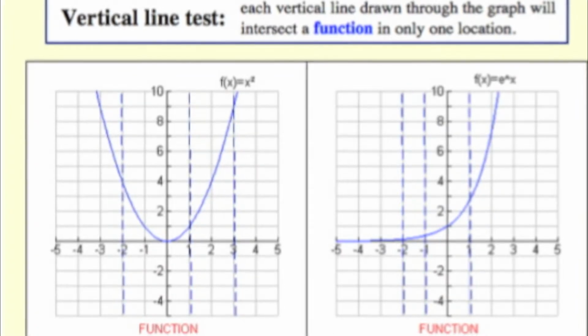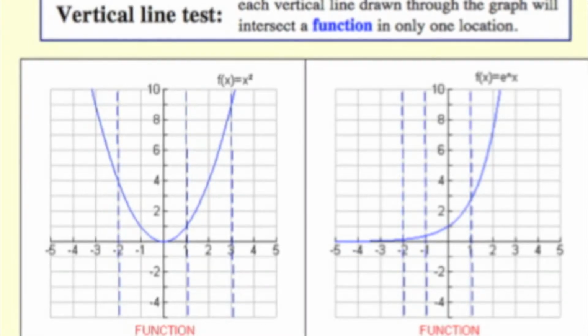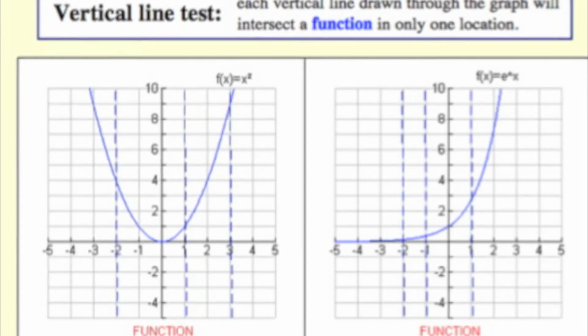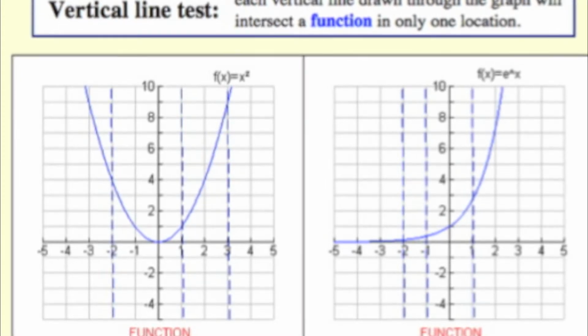So the vertical line test is when each vertical line drawn through the graph will intersect a function in only one location. So you can see that the left is a function because it intersects in only one location on the xy graph, and that the right is a function as well, and a function is of course f of x.